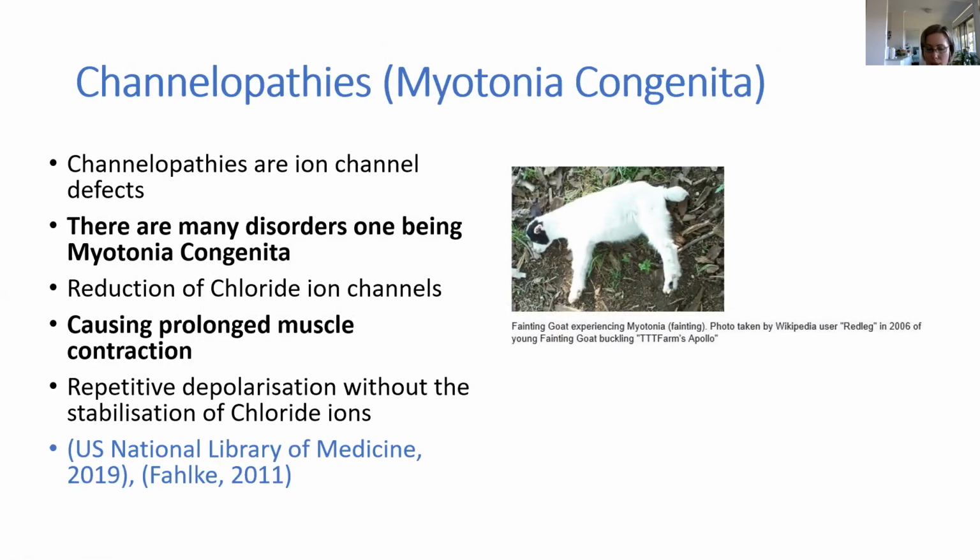Channelopathies, as in myotonia congenita, involve a channel defect. There are many defects resulting in disorders, and this is one of them. This disorder has a reduction in chloride ion channels. The influx of chloride ions to stabilize the cell is decreased, which results in prolonged muscle contraction and depolarization of the cell. This repetitive depolarization without the stabilization of chloride is seen as muscle stiffness, and you can see this in the fainting goat phenomenon.